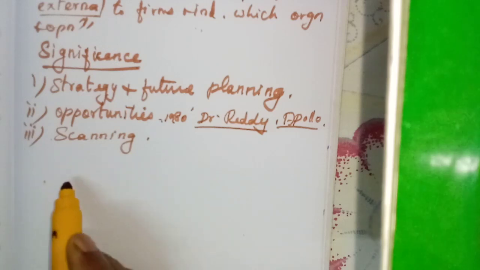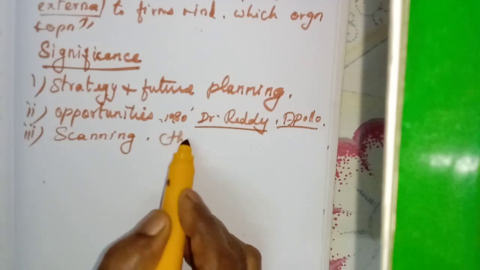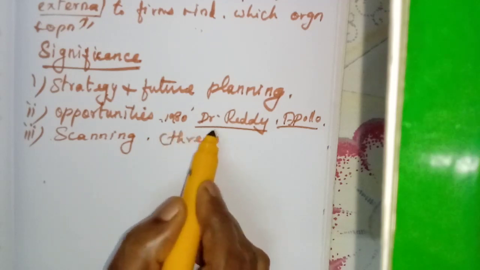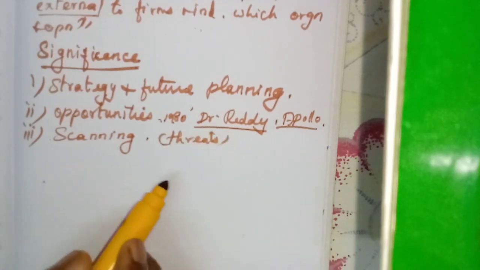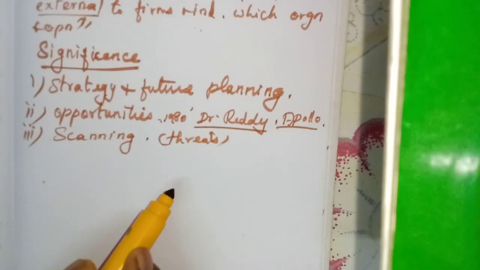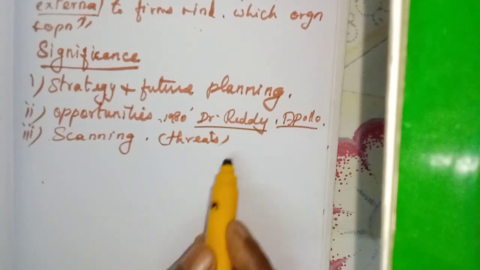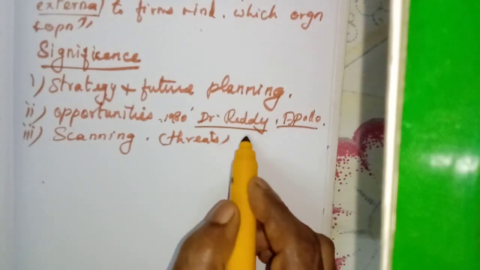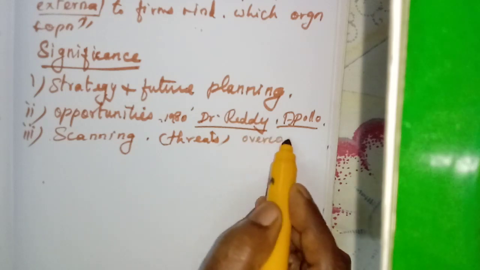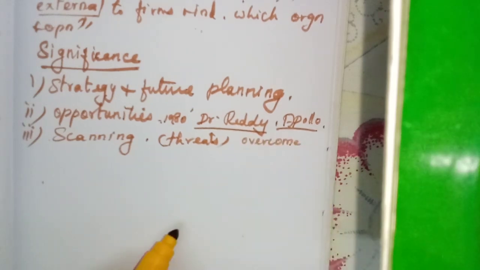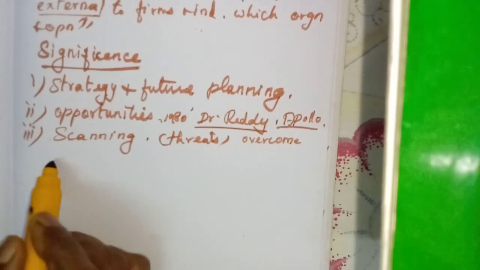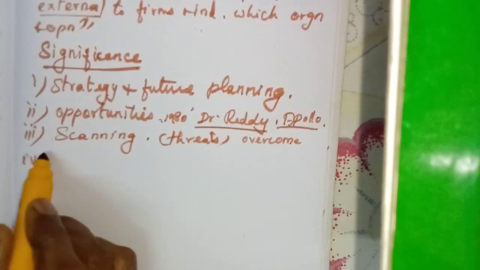So this one is related to the threats. That is needed because they can identify the threats of the organization that affect the business. What are the threats they have and how to overcome these threats can be found out if they learn about the business environment.